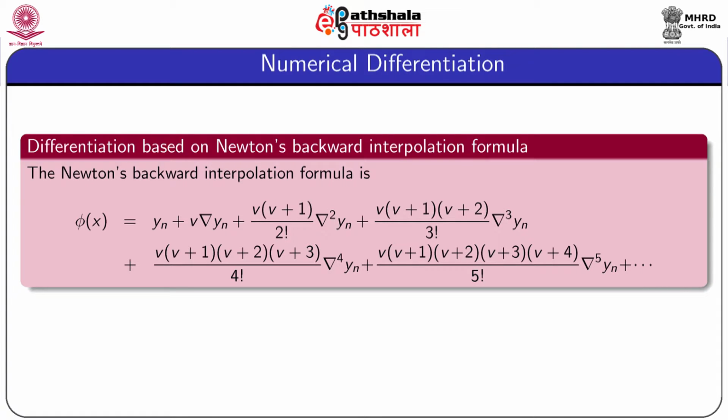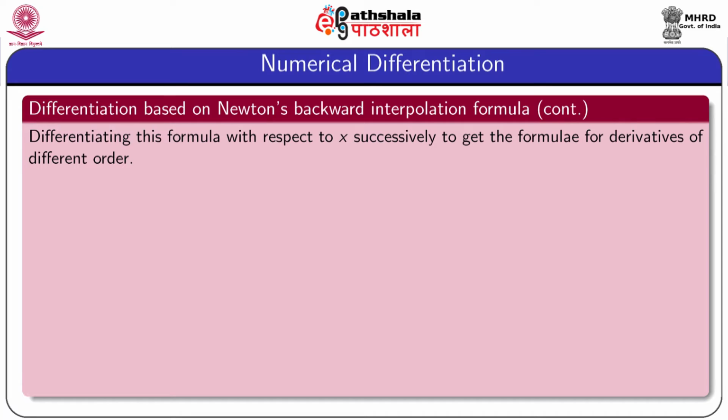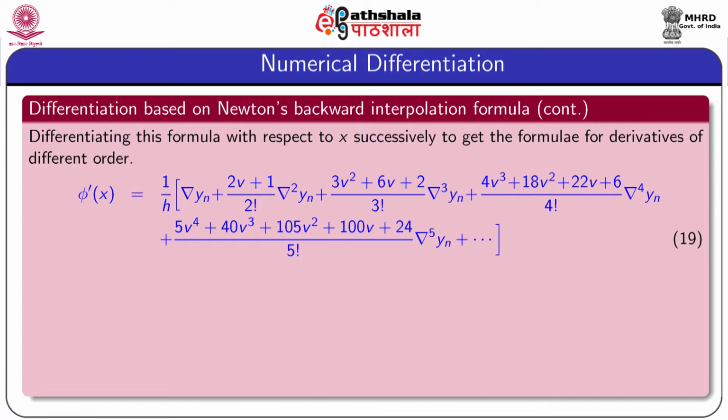Now we consider another formula based on Newton's backward interpolation formula. This formula is similar to the previous formula, that means the Newton forward interpolation formula. The Newton backward interpolation formula for n plus 1 arguments is given by this expression. Now we differentiate this formula with respect to x to get the first derivative, second derivative and others. Differentiating the Newton backward interpolation formula, we get equation number 19, and equation 19 gives the first derivative of phi at any arbitrary point x.